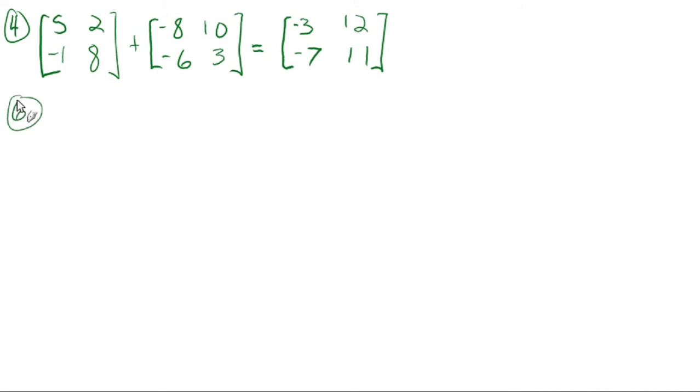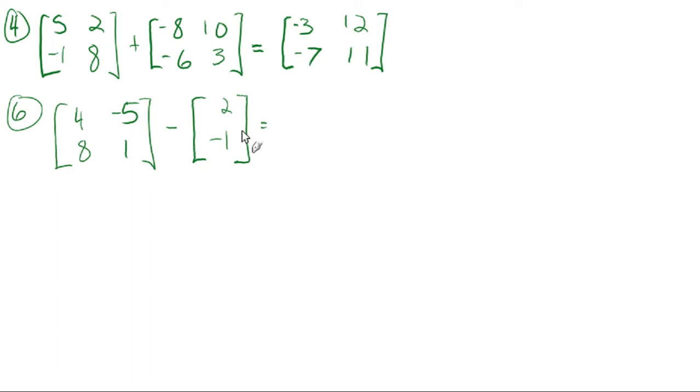Let's try number 6. They want us to subtract two matrices. Got 4, -5, 8, 1, minus 2, -1. Okay. Addition and subtraction, very similar things. You would think that you'd do the same kind of thing here. You would just subtract the things that are in the same position. The problem is, if you're supposed to do 4 minus 2, then what are you supposed to do with -5? There's nothing there to do with -5.